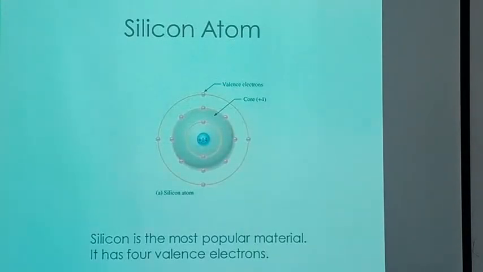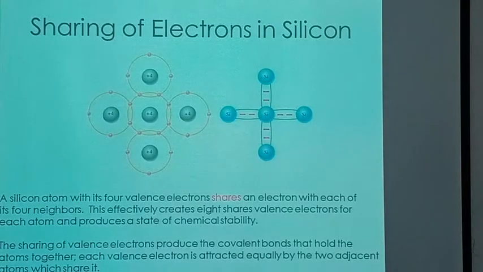Then the silicon atom. A silicon atom has four valence electrons. Silicon is the most popular material which can be used as a semiconducting material for research purposes. These are the four valence electrons. So these are the four electrons in the outermost shell of this atom. So what is the sharing of electrons in silicon?